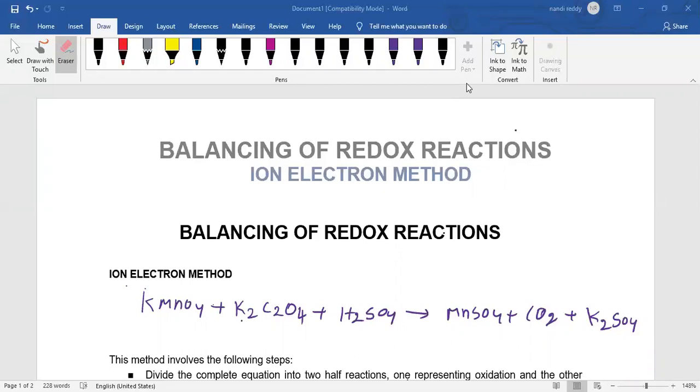So this is the example which is given: KMnO4 plus K2C2O4 in the presence of H2SO4, which acts as just the medium, giving MnSO4 plus CO2 plus K2SO4. How to balance this equation? Generally, redox reactions you can't balance by the hit and trial method. So I'm going to discuss here using the ion electron method. What are the steps involved, we'll discuss here.